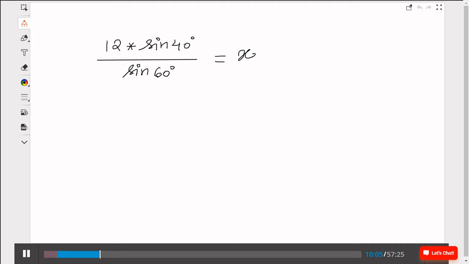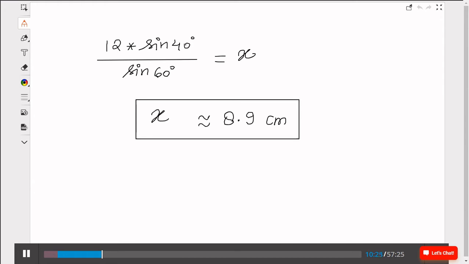I get 8.906. So it's approximately 8.9. The unit given to you was centimeters, so we keep the answer in centimeters. That's it. Okay, that's the answer. Now you may tell me if you have any doubt in the question.